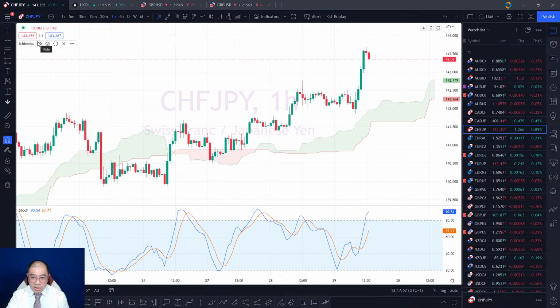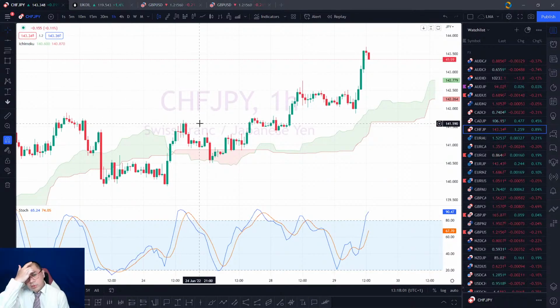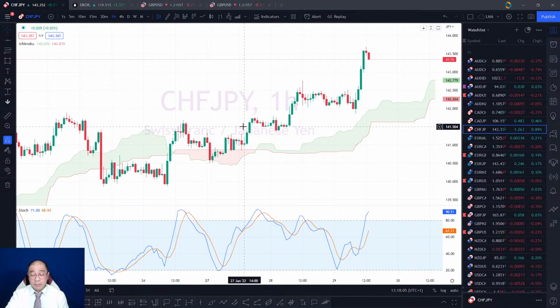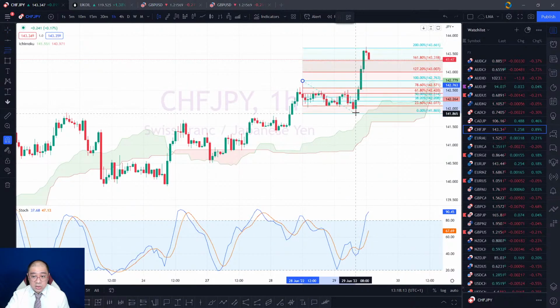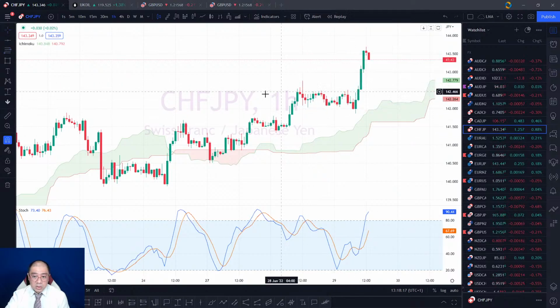Let me just double check. Okay. If you have a position on Swiss yen, your stop loss will still need to be below 142. There's no FIBs that can actually be used to project any further targets. We are past those targets. That's the 200% extension. So if you are planning to go long, unfortunately, your stop loss is going to be at 142.